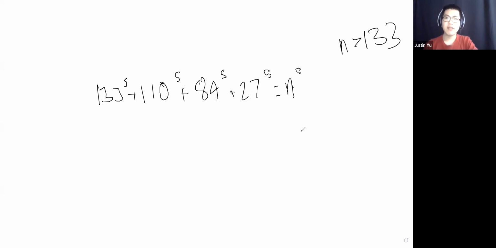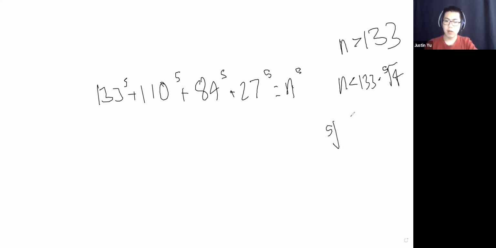All right, so the upper bound is a bit trickier because we have all these. So I'm just going to say n is going to be less than 133 times the fifth root of 4. Just imagine each of these was a 133, and then we just took the root of that. But this is not going to help us because we need to approximate the fifth root of 4.